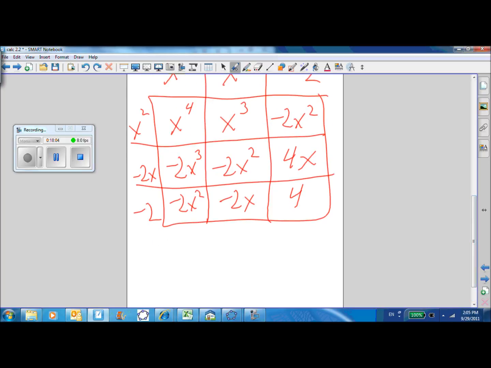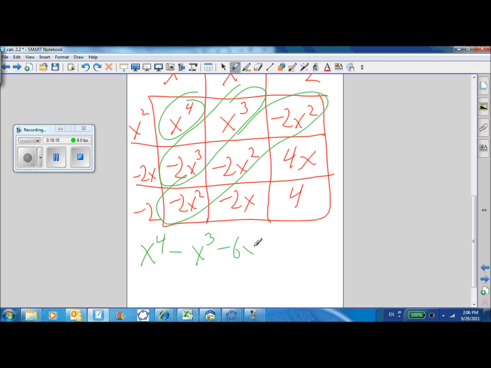So we get x to the 4th minus x cubed minus 6x squared plus 2x plus 4 for a constant term equals 0. And that should work.